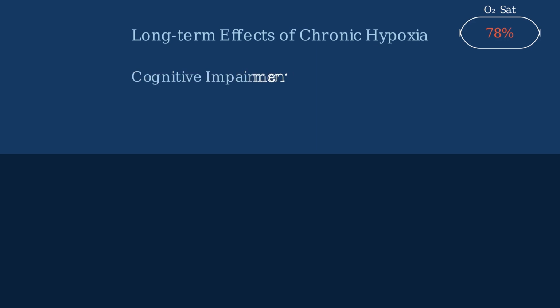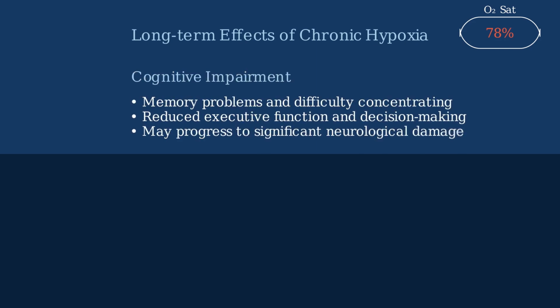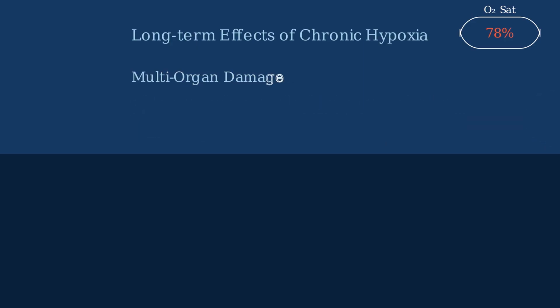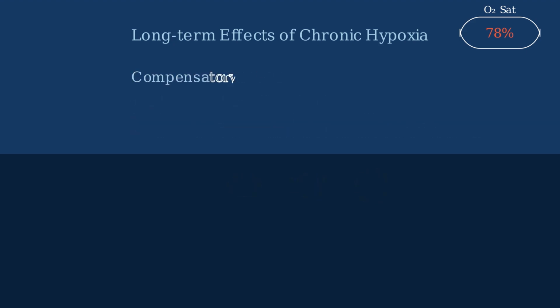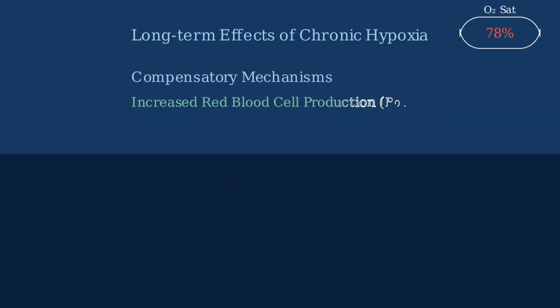The brain is particularly sensitive to oxygen deprivation. Chronic hypoxia can lead to memory problems, difficulty concentrating, reduced decision-making abilities, and over time, permanent neurological damage. Persistent oxygen deprivation damages multiple organ systems. Kidneys suffer reduced filtration capacity, the liver shows impaired metabolism and detoxification functions, and the cardiovascular system experiences accelerated atherosclerosis and vascular damage. The body attempts to compensate for chronic hypoxia.